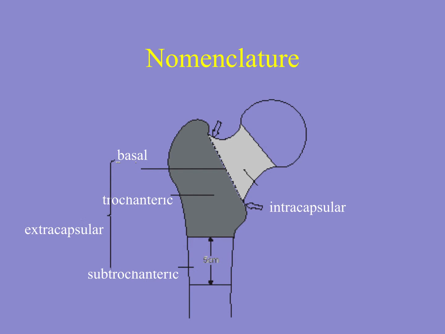However, it's not quite as simple as that. We have to look at the attachment of the capsule and the blood vessels. Anything within 5 centimetres of the lesser trochanter inferior to that and towards the shaft is called a subtrochanteric fracture, and these are assumed to be pathological until otherwise proven.